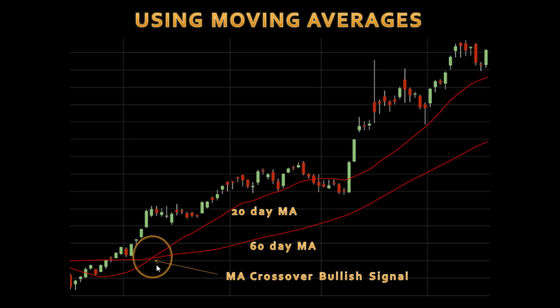Now the inverse is also true. If the 20-day moving average was to cross the 60-day moving average from above it, then it would be considered a bearish movement, and such a moving average crossover is referred to as the dead cross. So this is how you can use moving averages for analyzing any security.